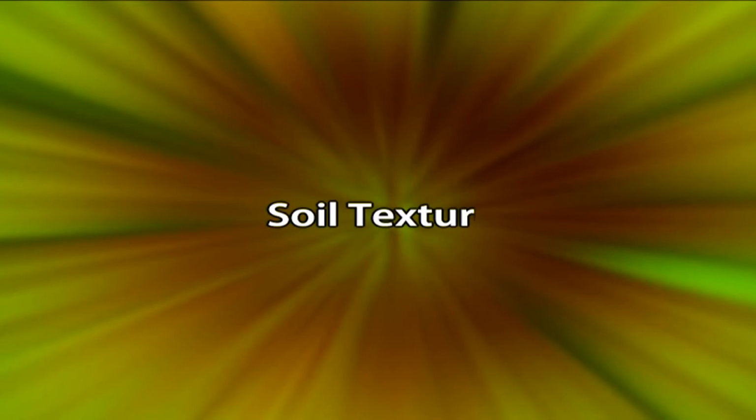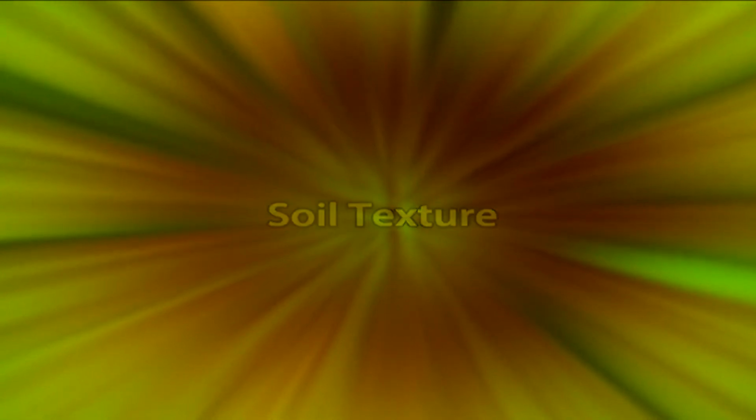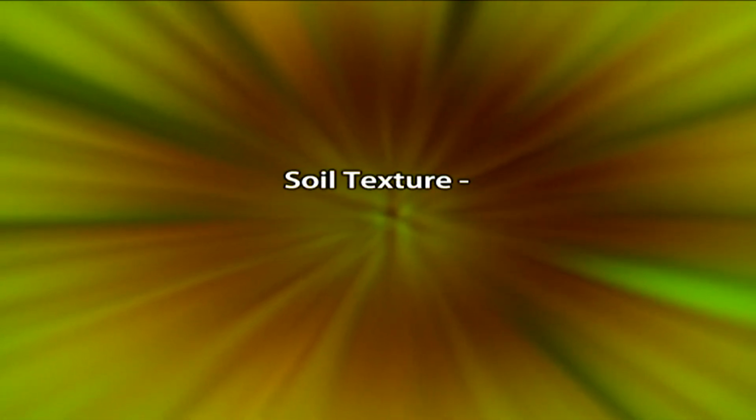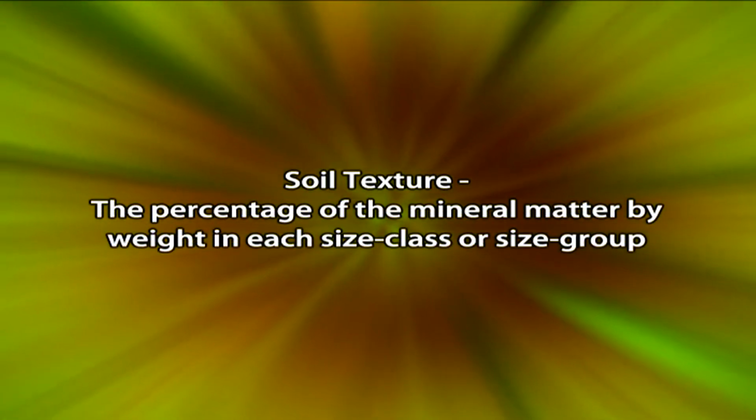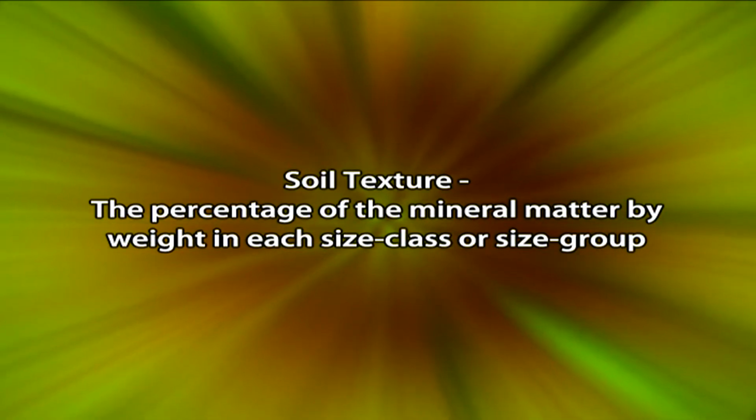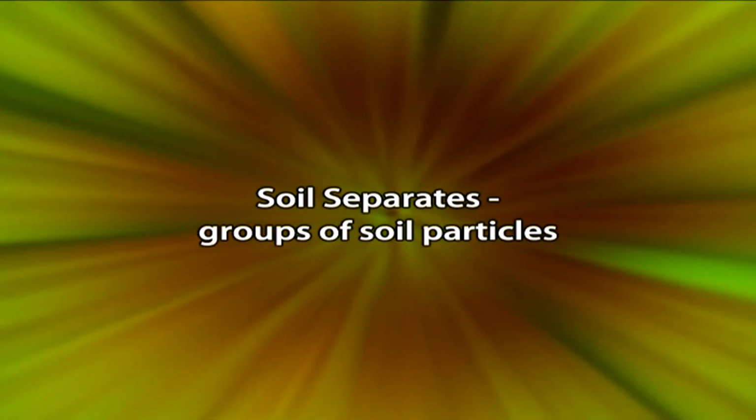Let's first talk about the soil texture. Soil texture is the percentage of the mineral matter by weight in each size class or size group without considering their chemical composition and other properties. These groups of soil particles are known as soil separates. Generally, a soil is composed of more than one soil separate.